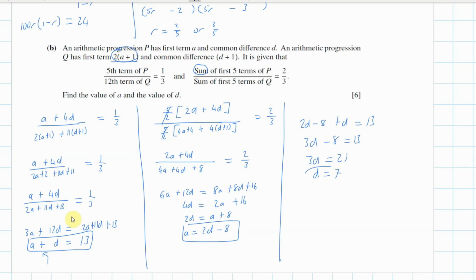And now I can substitute d equals 7 into here. A equals 2 times 7 is 14. 14 take away 8 is 6. So a equals 6. And I'd say we're done there.